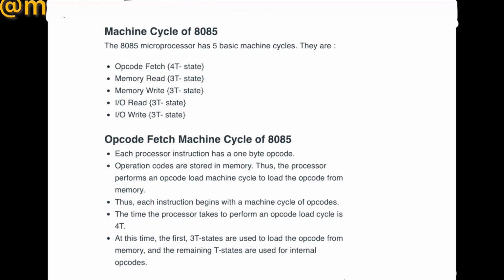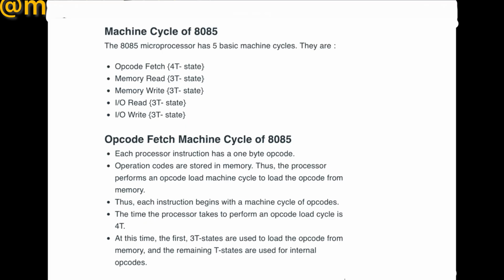Opcode fetch machine cycle of 8085. Each processor instruction has a 1 byte opcode. Operation codes are stored in memory, thus the processor performs an opcode fetch machine cycle to load the opcode from memory. Thus each instruction begins with an opcode fetch machine cycle. The time the processor takes to perform an opcode fetch cycle is 4 T states. That is an important point. The first 3 T states are used to load the opcode from memory, and the remaining T state is used for internal operations. Kindly note that point.